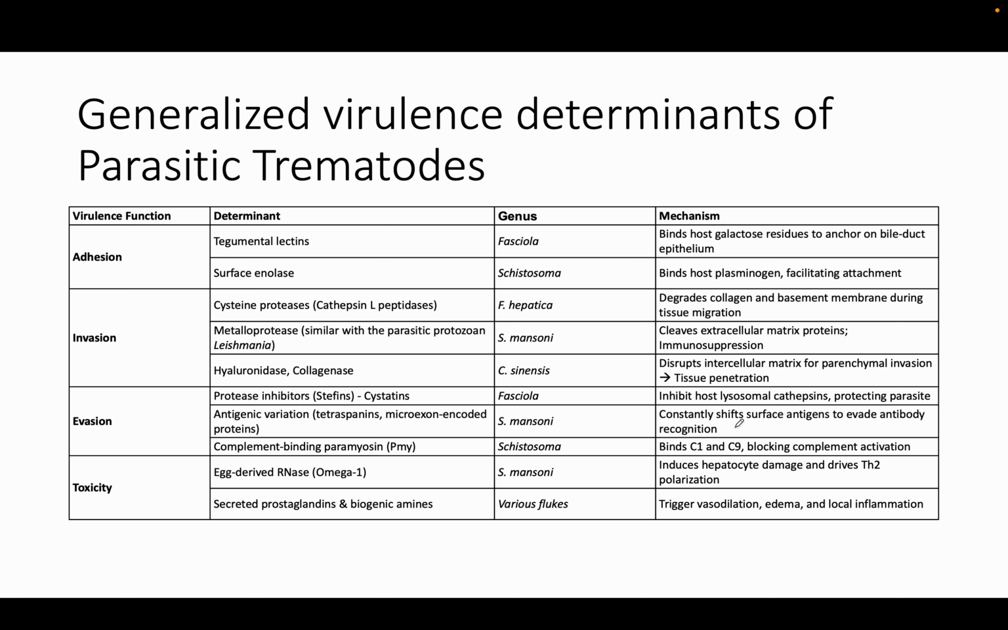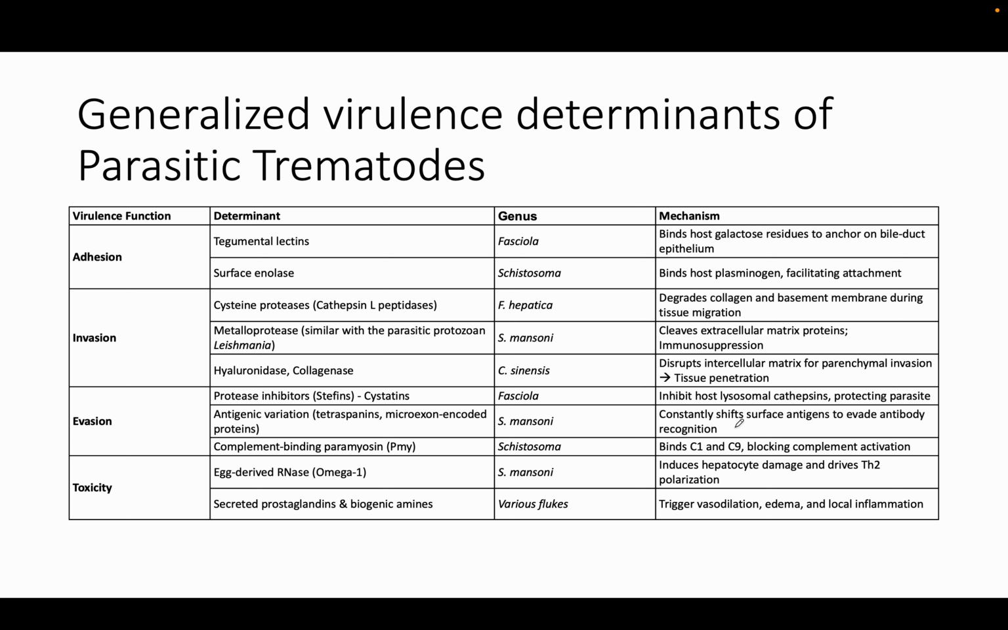In terms of adhesion, some examples of virulence determinants for trematodes include lectins that are found on the tegument of the adult worm, for example in Fasciola. These lectins allow binding of the adult worm to galactose residues of cells comprising the tissue of choice for the parasite. So it allows intimate connection or adhesion to the host, and it increases the anchoring of the adult worm to the tissue.